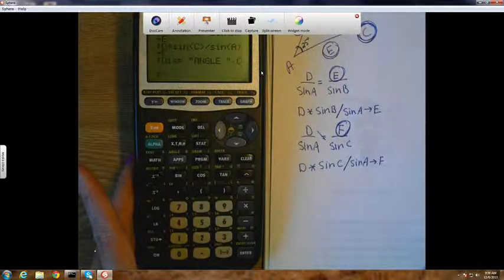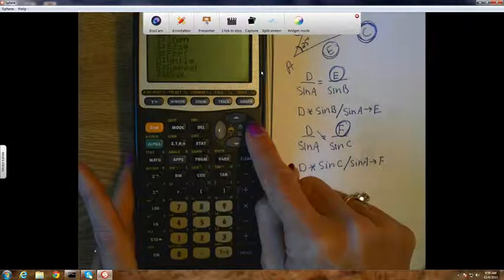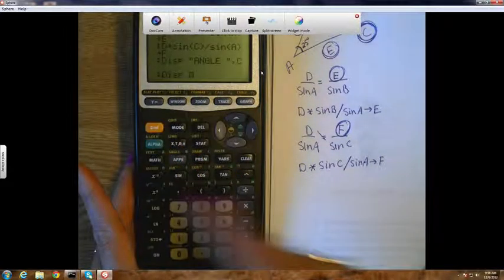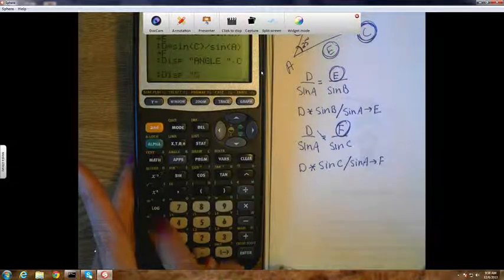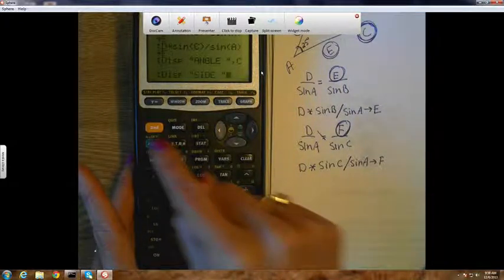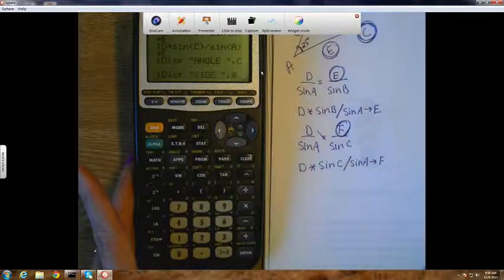What's the next display? Side. Display, alpha lock, quote, side, space, quote, comma. Where do we got sides at? E. Enter.